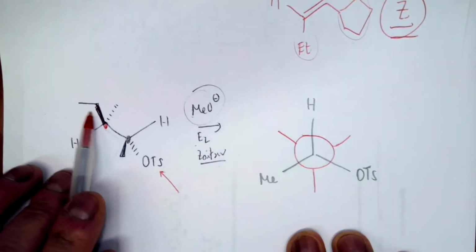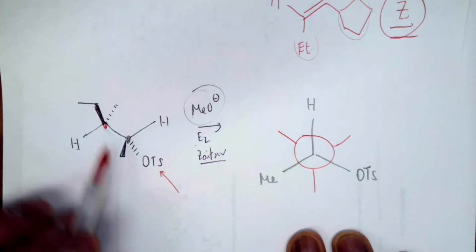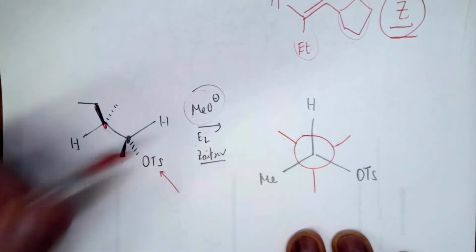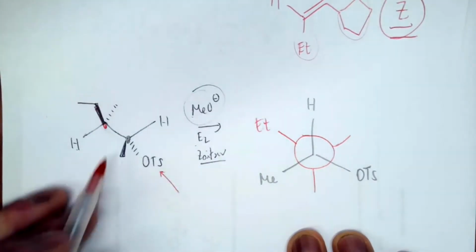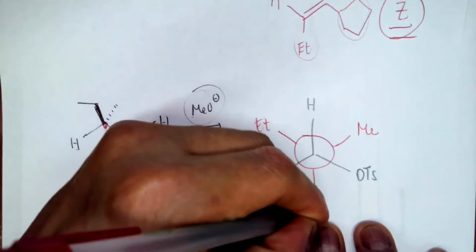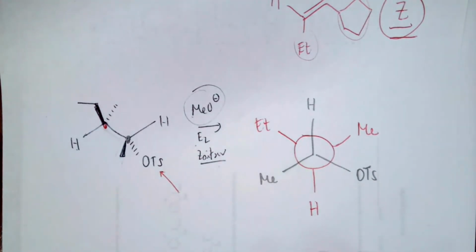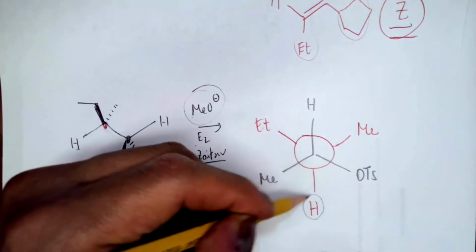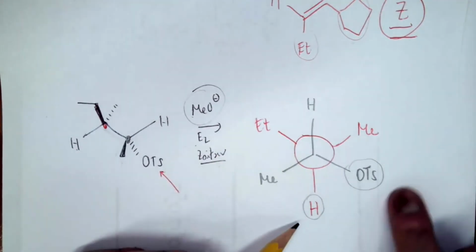Methyl is on the left, right? The same as the, sorry, ethyl is on the left, the same as the methyl. Ethyl here. Methyl and hydrogen down. Okay, what do I have to eliminate? I have to eliminate this hydrogen with this OTS.